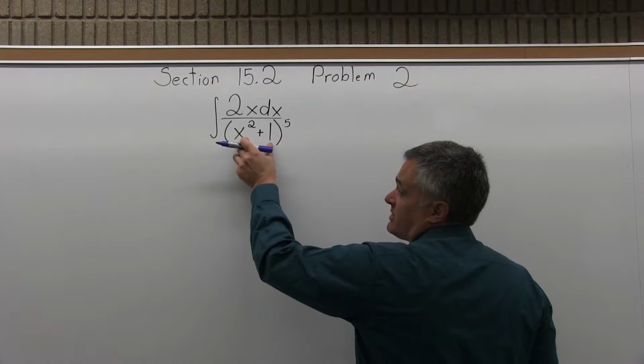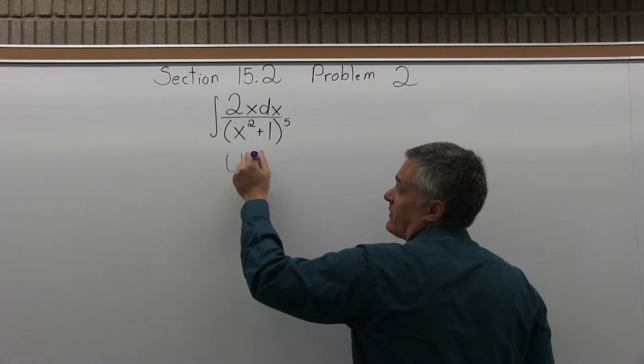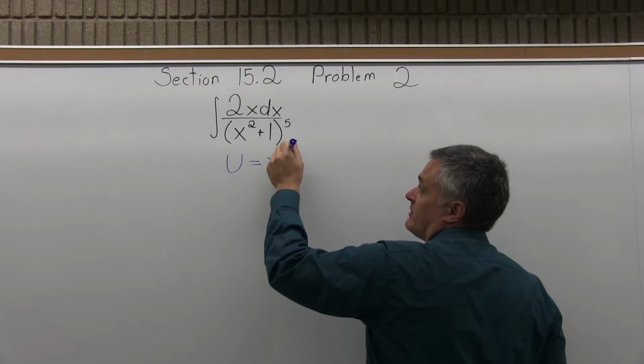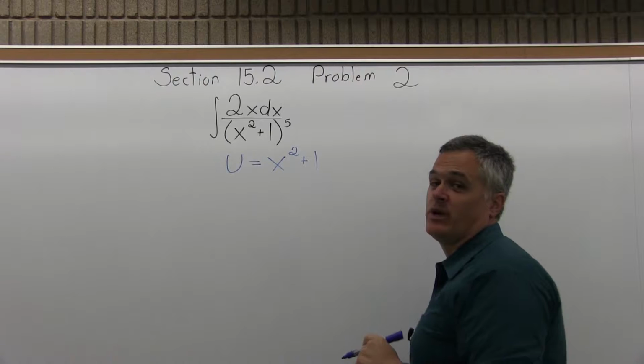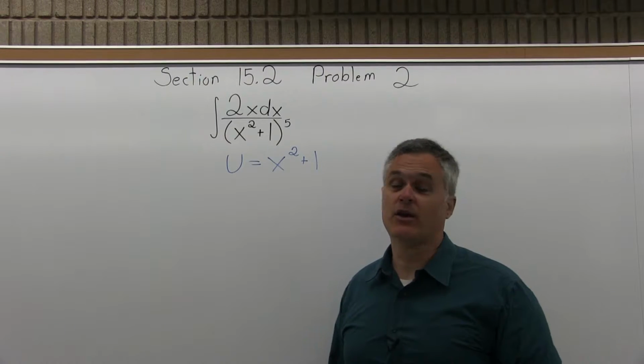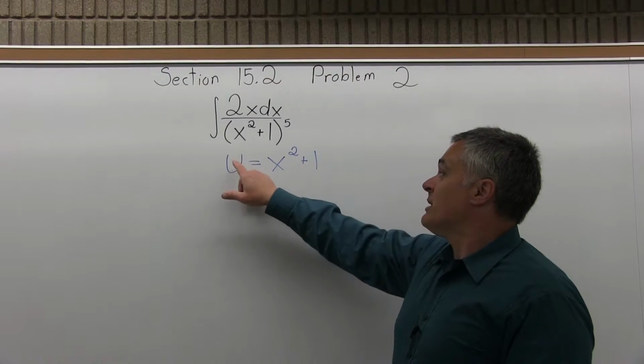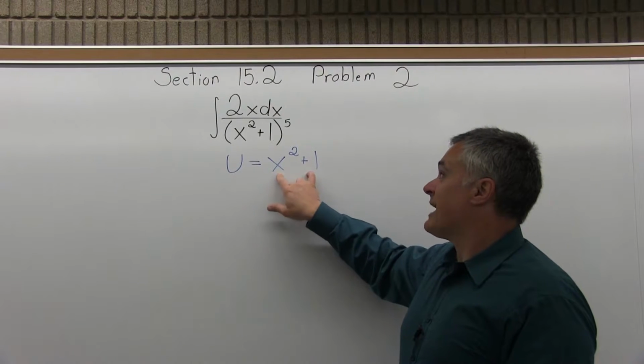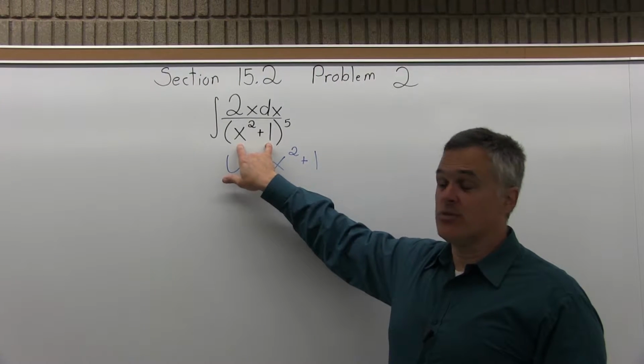In general, if stuff in the parentheses is one of your options, I will try that first. And what will happen is, if you've made the wrong choice, you'll hit a dead end where you can't solve the problem, and you go back and go with the other choice. So my choice is going to be u equals x squared plus 1. That's what's in the parentheses.